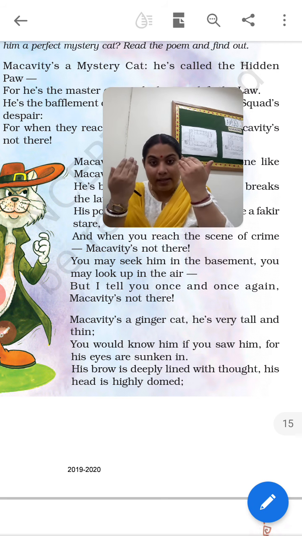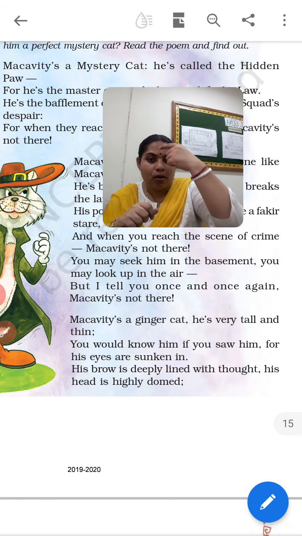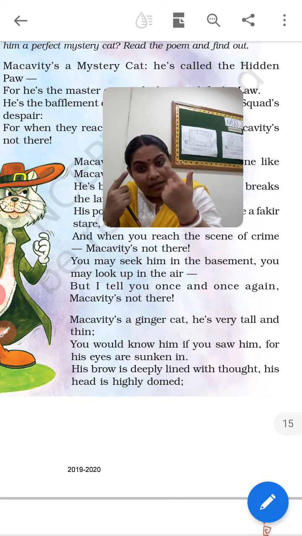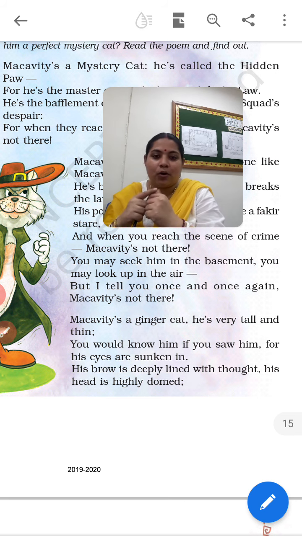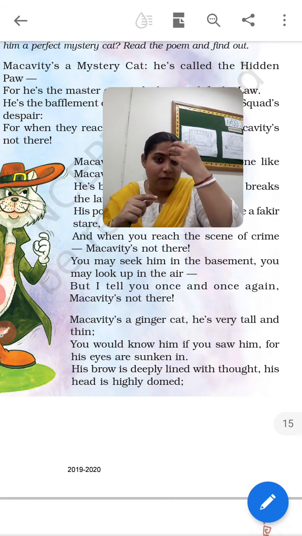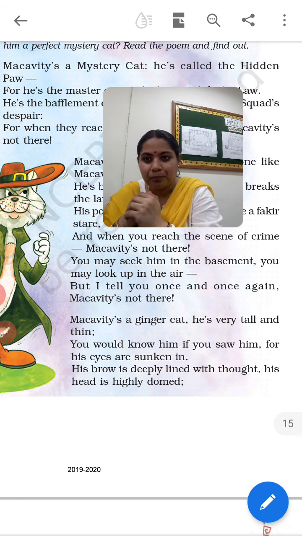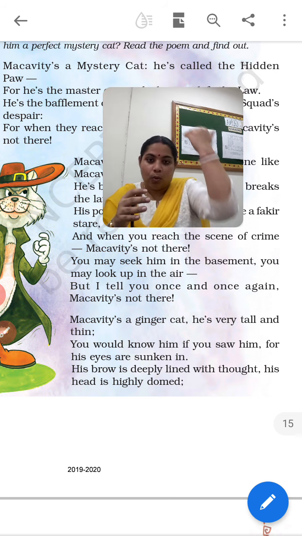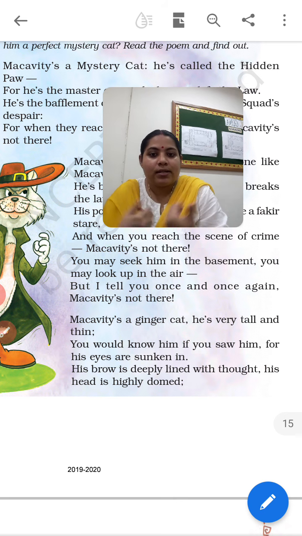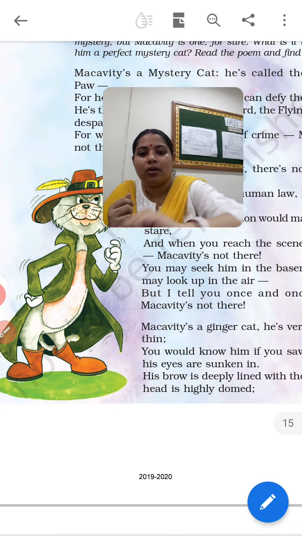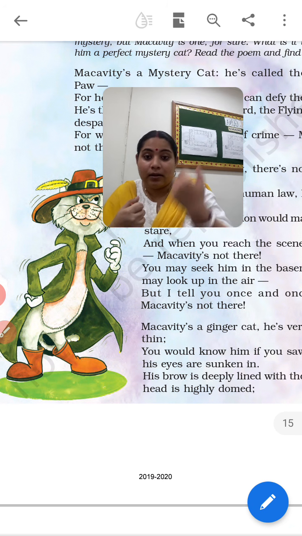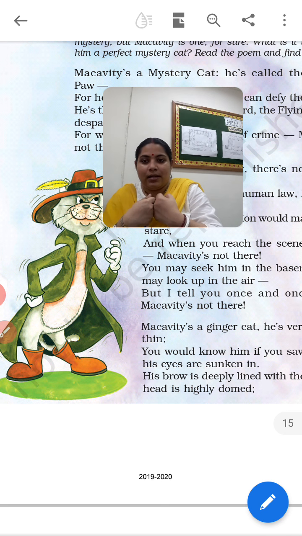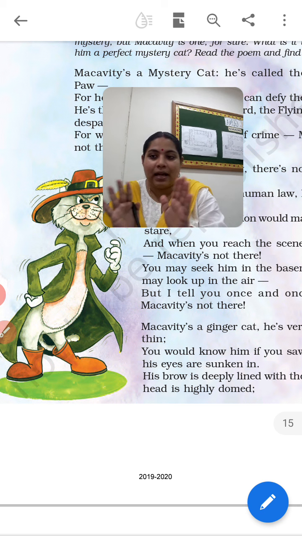His eyes are sunken in, that is, his eyes are deeply set. His eyebrows are always deeply lined with thought. That is, when you are thinking upon something very intensely, you have lines on your brows, or you have this frowning expression on your face. So that makes him look like a villain. His head is domed, that is, his head is round. His coat is dusty. You can see in the picture here on the left that Macavity is wearing a coat and also a hat. And there is a kind of villainous look on his face. So his coat is dusty as he does not keep himself clean at all.